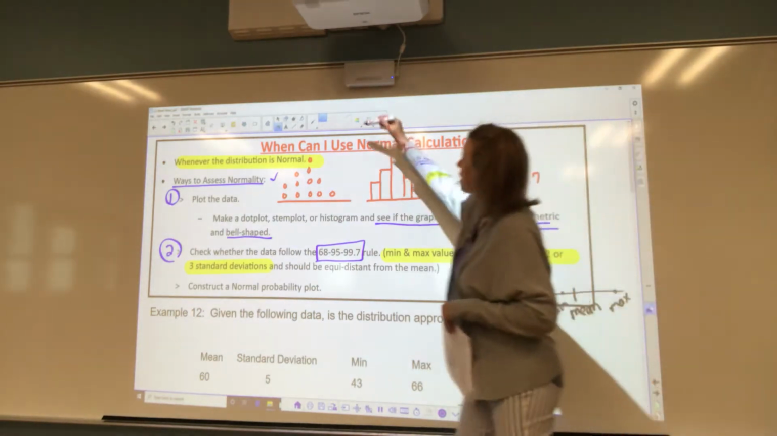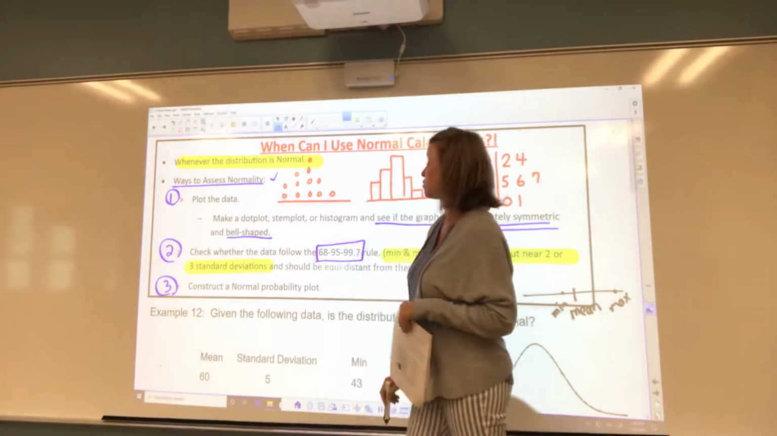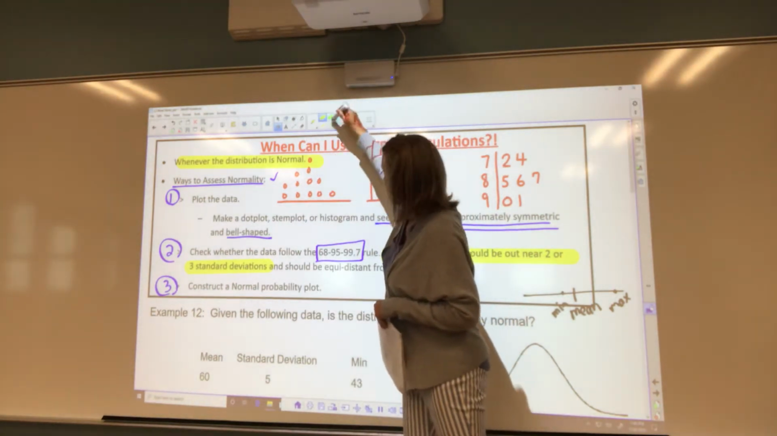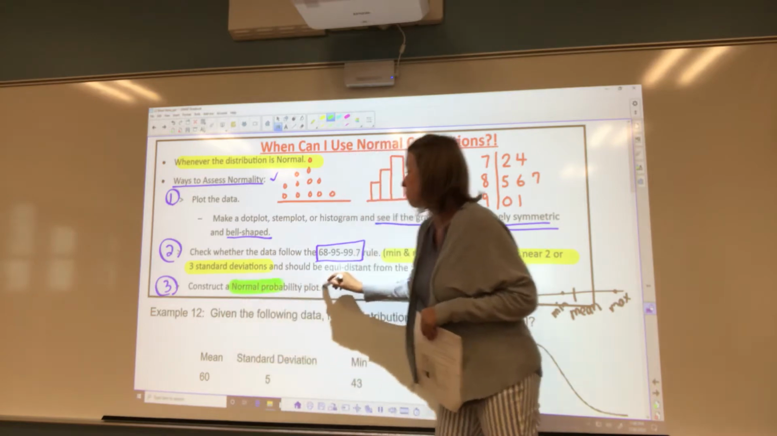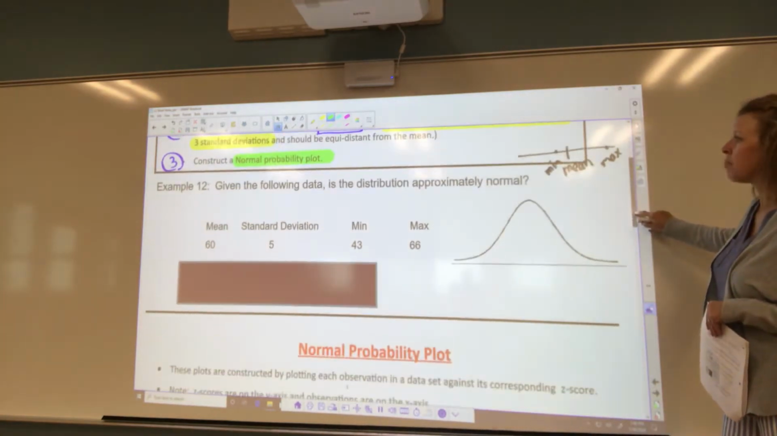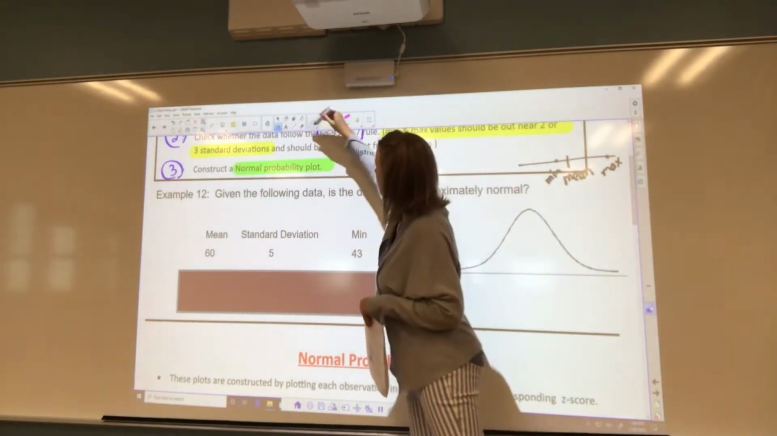And then our last option would be to make something, which I'm guessing that you've never been introduced to before. You would make something called a normal probability plot, okay? And I'm going to show you how to do that here today. But let's just start with example number 12 here, okay?